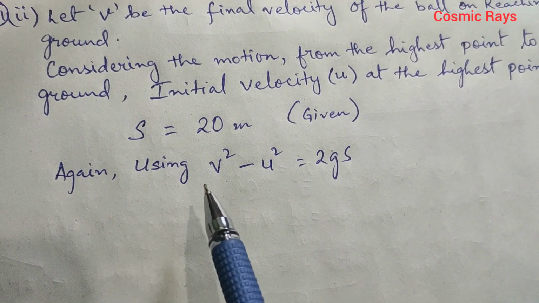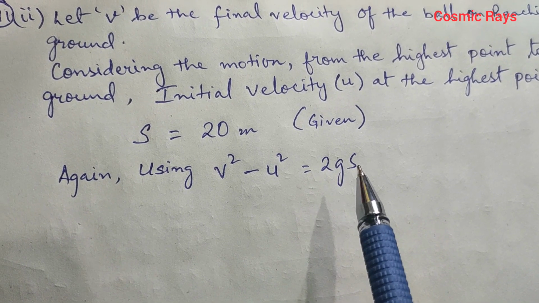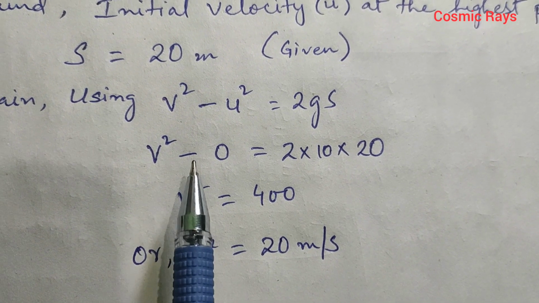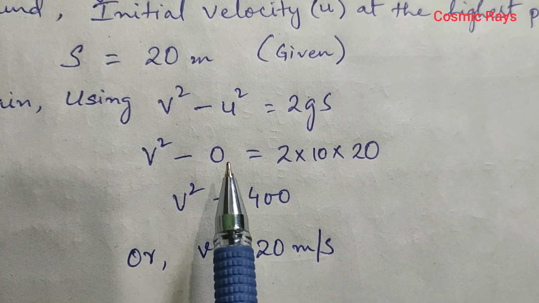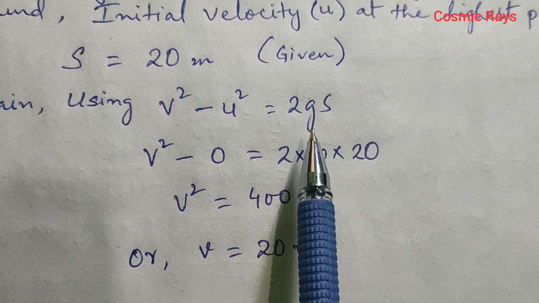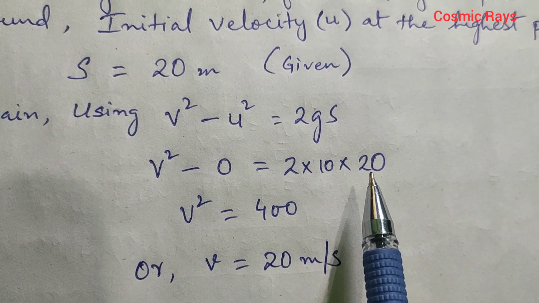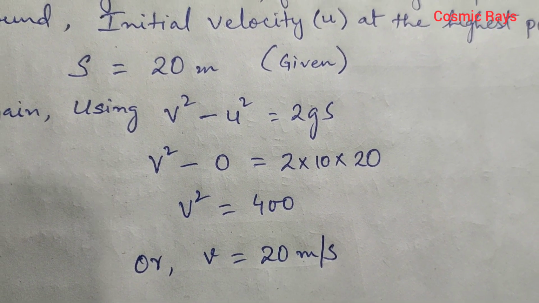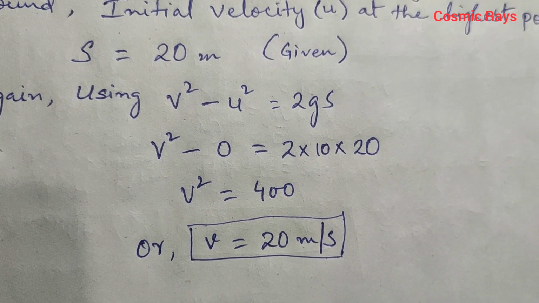Now we will be using the equation v square minus u square is equal to 2gs. Now we put the values. After putting the values, we have v square minus initial velocity is 0, which was at the highest point, velocity was 0 because the ball stops, is equal to 2 multiplied by 10, that is the acceleration due to gravity, multiplied by the distance traveled, that is s, equal to 20. After multiplying, we find it to be equal to 400. When we take the root, we find that the final velocity v comes out to be equal to 20 meter per second, which is the answer.